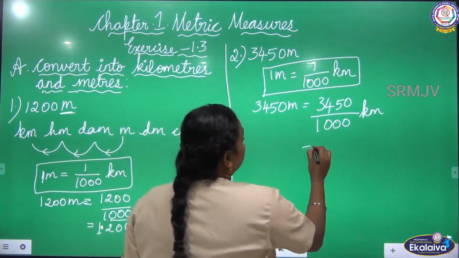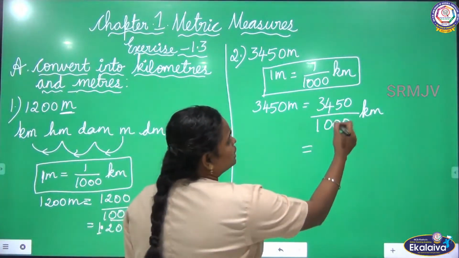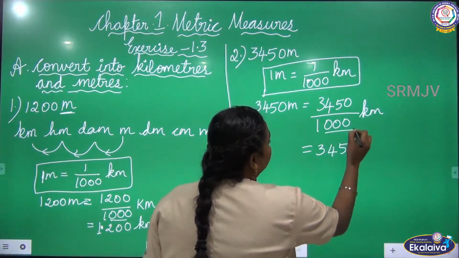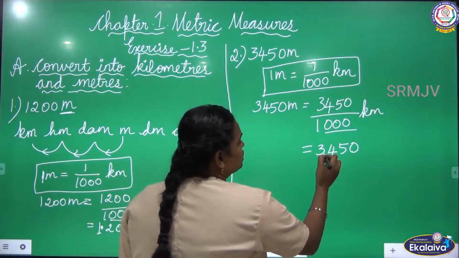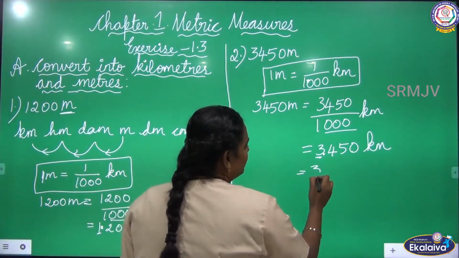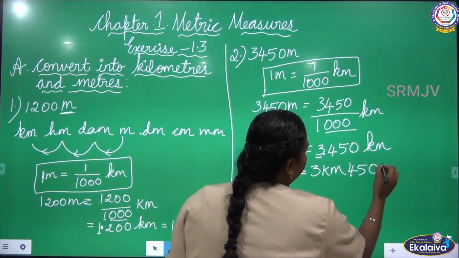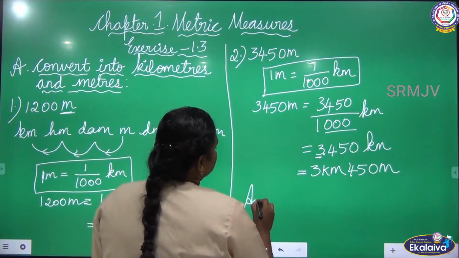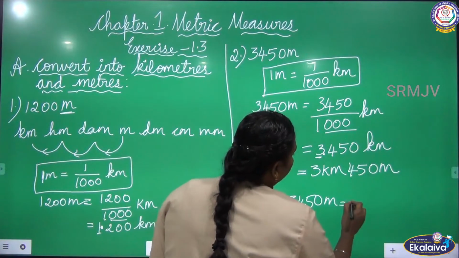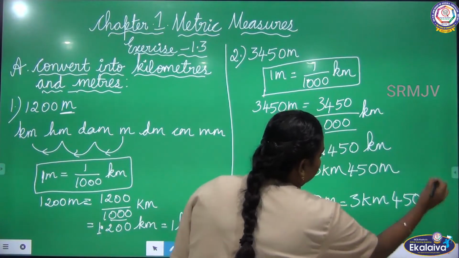3 zeros. You already know how to write fractions in the decimal form. So how will you write this fraction in the decimal form? Leave 3 digits from the back because in the denominator 3 zeros are there. 1, 2, 3. So 3.450 kilometer. This is 3 kilometer and after the dot this is 450 meter. So the answer is 3450 meter equals 3 kilometer 450 meter.